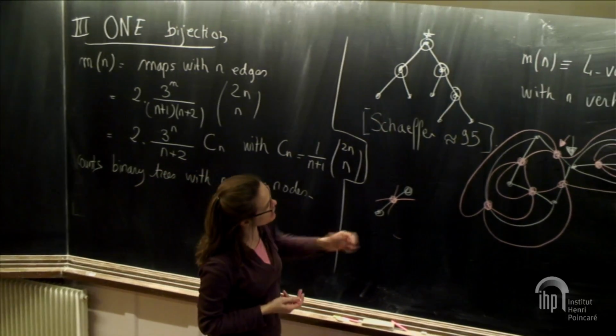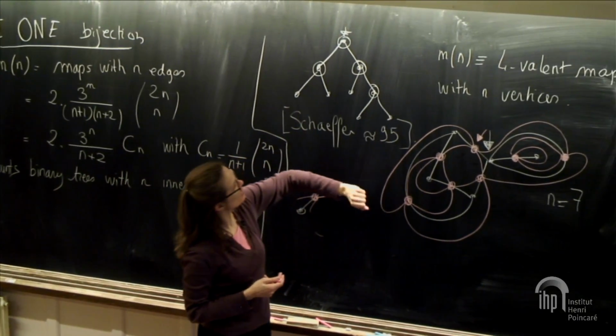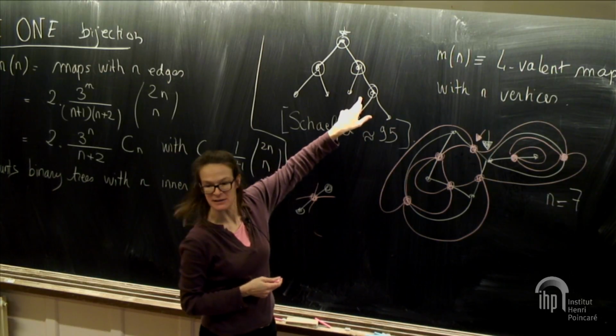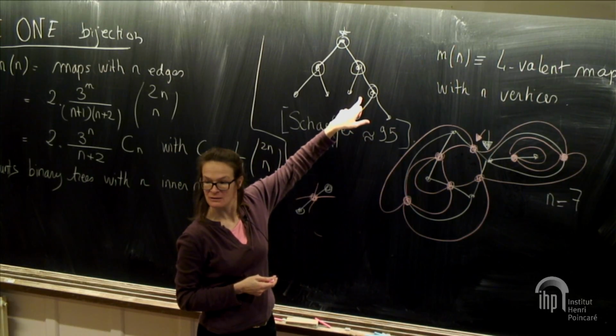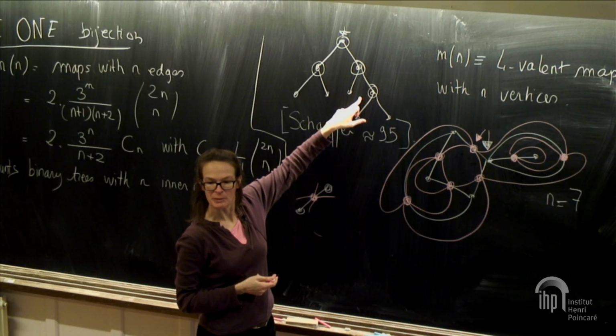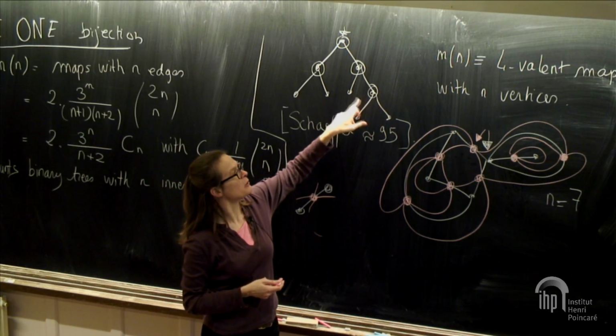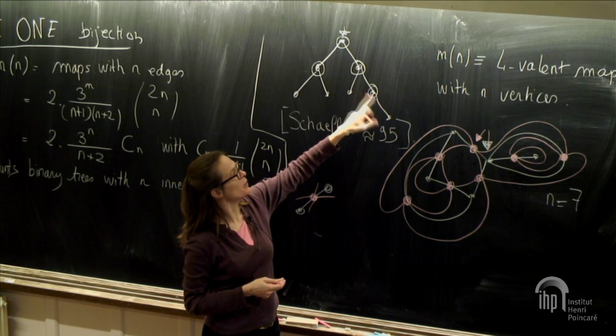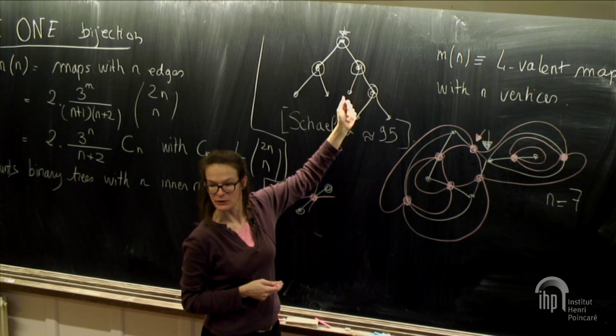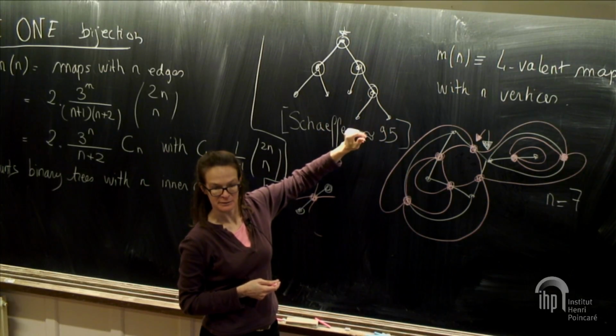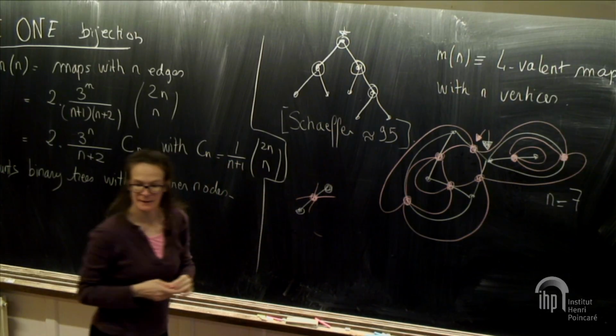So maybe we are in good shape. Here in a binary tree, everything is 3-valent. So if we start from a binary tree, we should somehow add 1 incidence to every vertex to get something that's 4-regular.